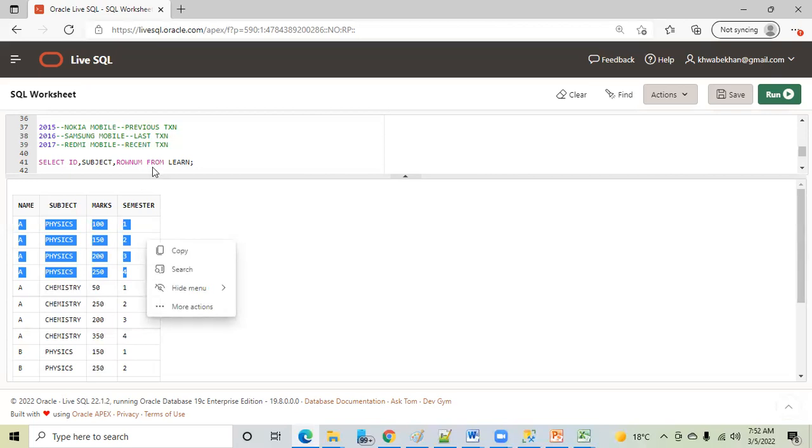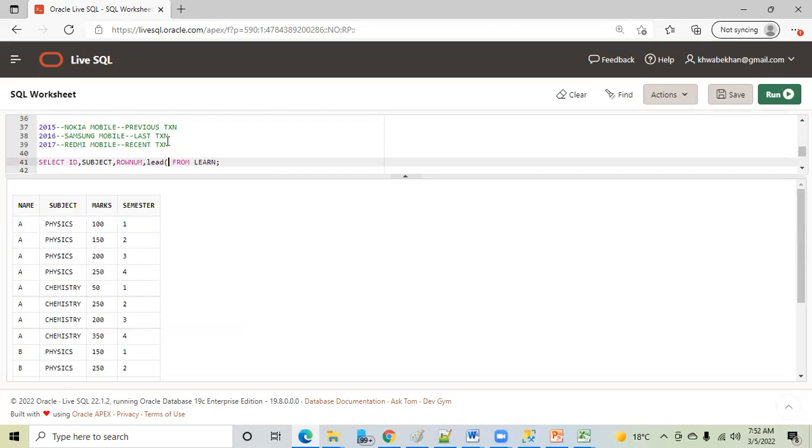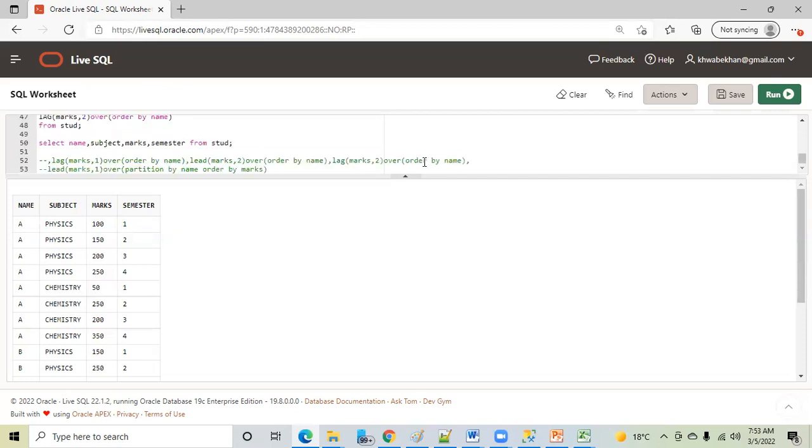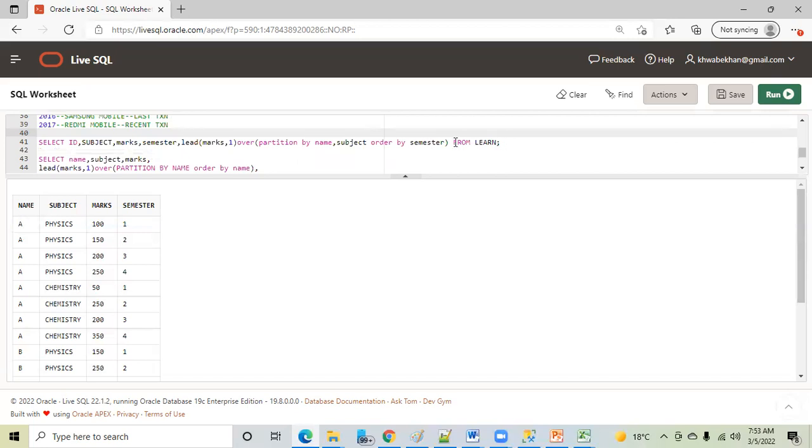Here we are comparing two records. How to compare? For that, we will write this lead function: lead of marks, comma, one, over partition by name, subject, order by semester. Row num, remove this, sorry, by mistake. Lead will skip 100. From the student table. This is the query.